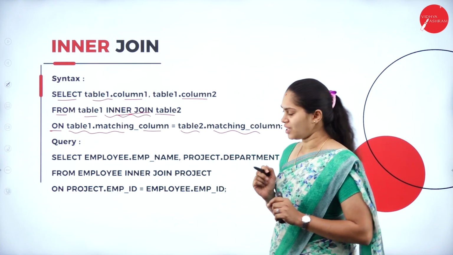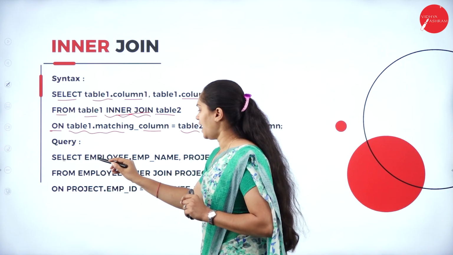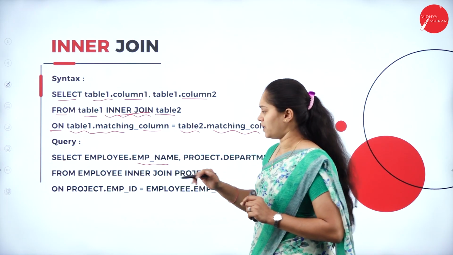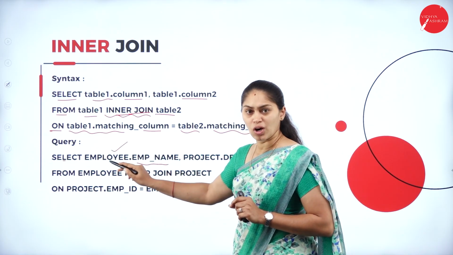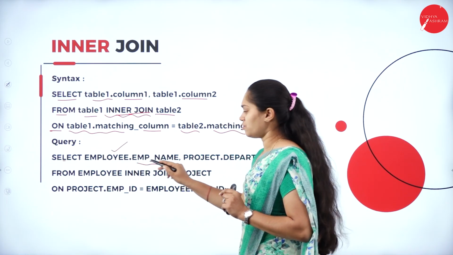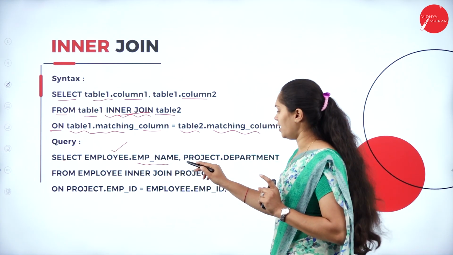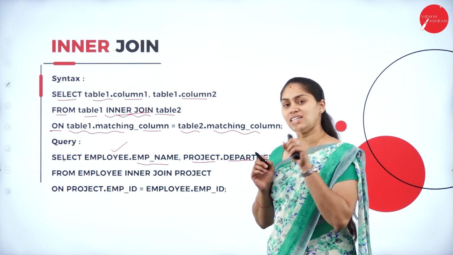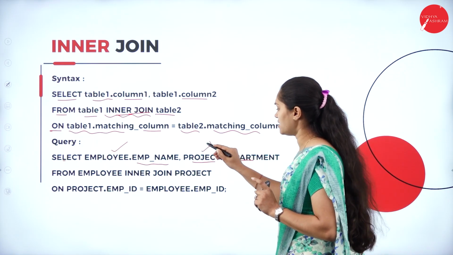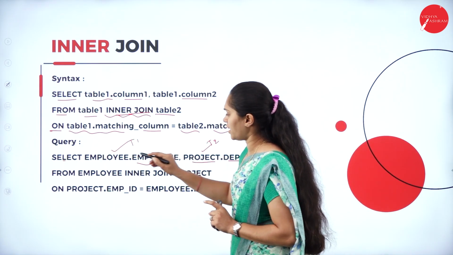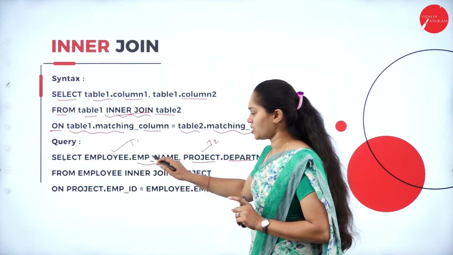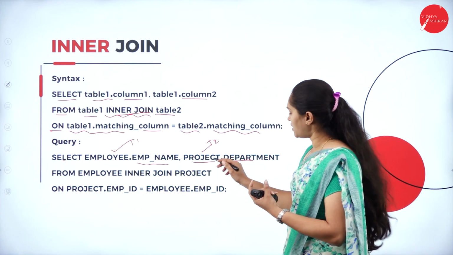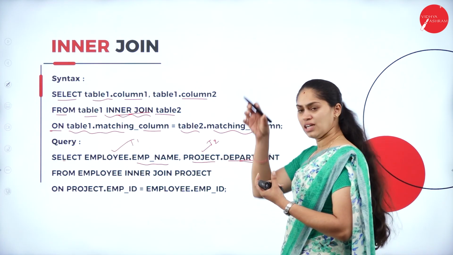Then we'll see one of the queries here. Select employee dot employee name. Go back to the example. I have a table called employee. From that employee, we are fetching the employee name column, comma, project dot department. Then the table 2 is called project, this is table 2, this is table 1. From table 1, I am fetching the employee name column, and from table 2, that is project, we are fetching the department column.